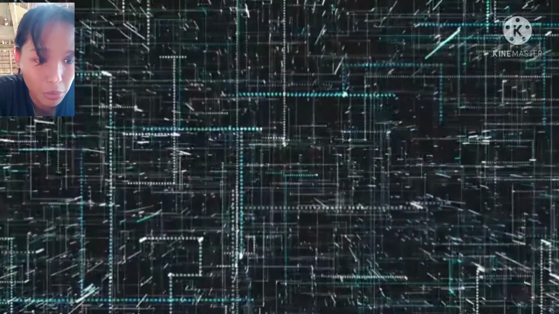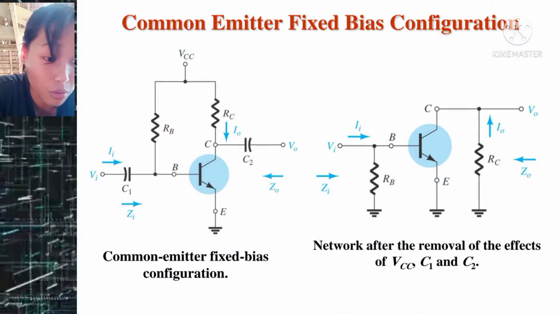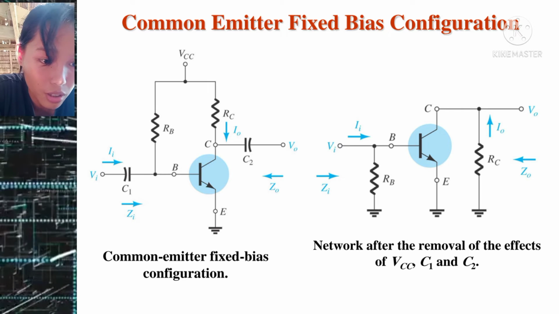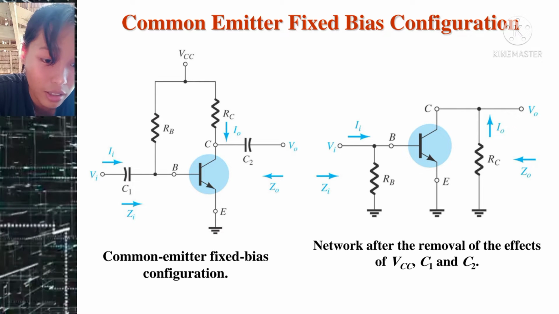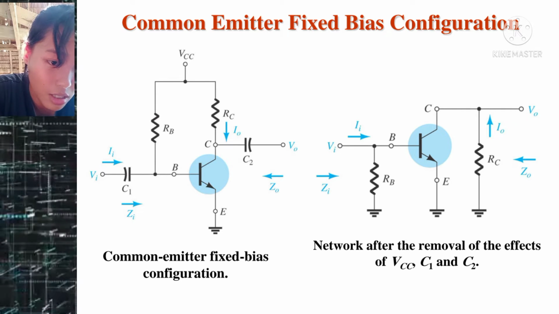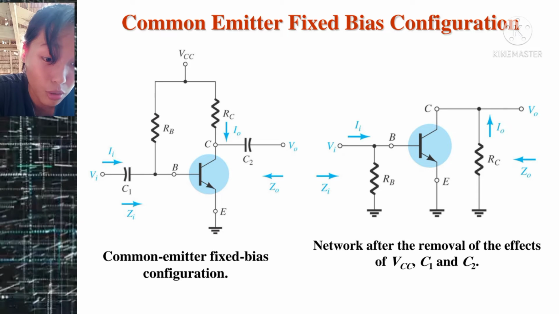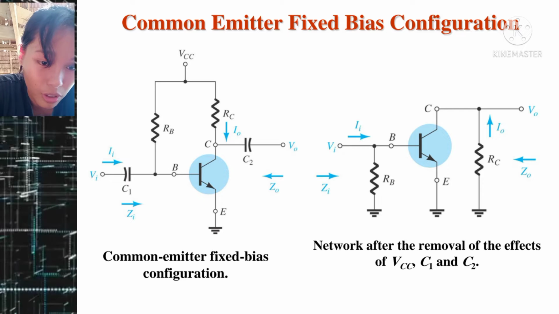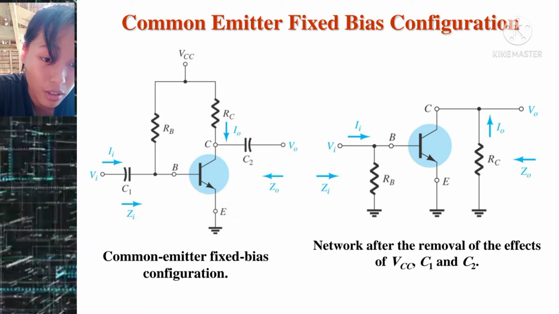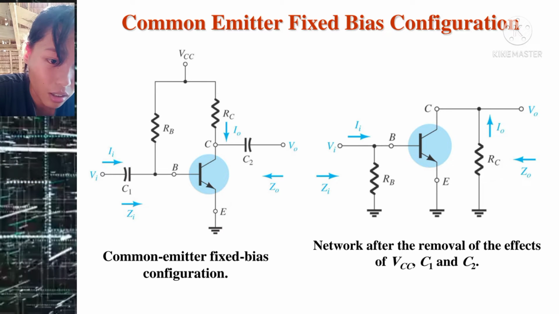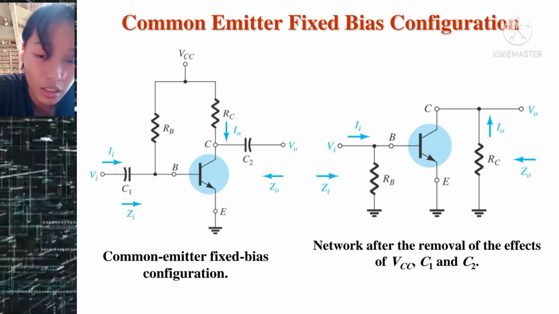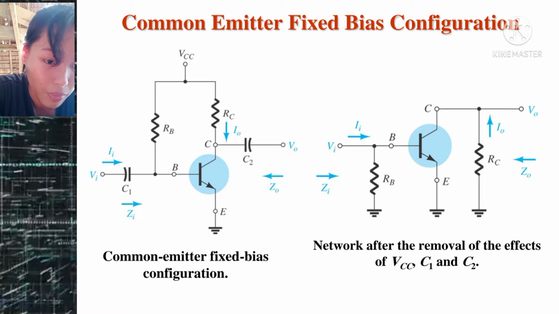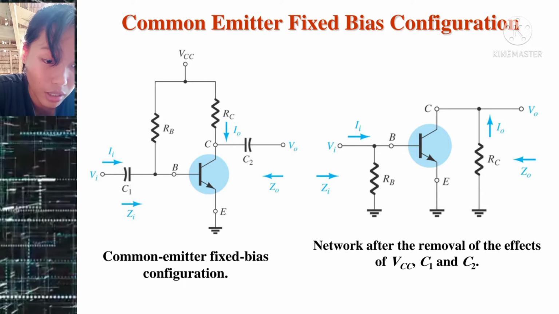Now let's move to the common emitter fixed bias configuration. Note that our Vi, or the input signal, is applied to the base, while our Vo is taken off the collector. In addition, we can recognize that our Ii, or the input current, is not our base current but our source current, while our Io is the collector current.